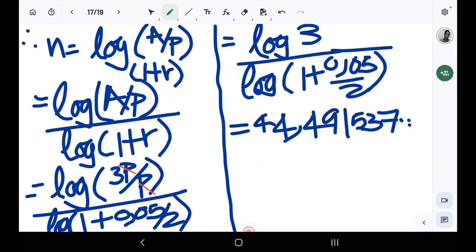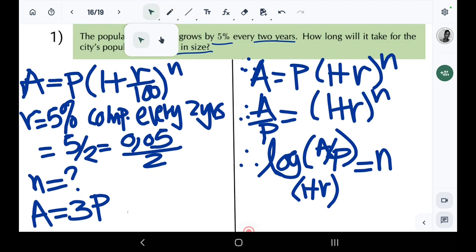Now the question was, how long will it take for the city's population to triple in size?